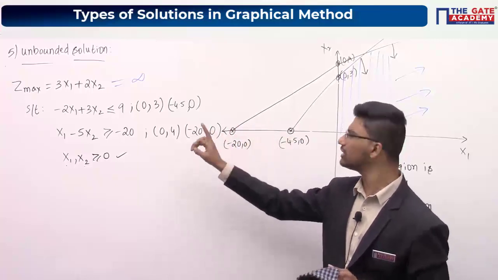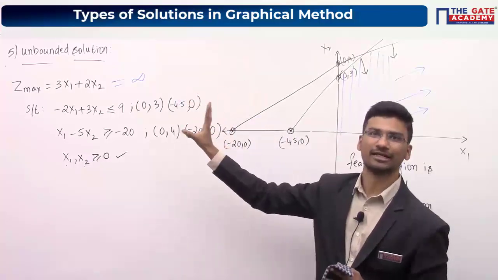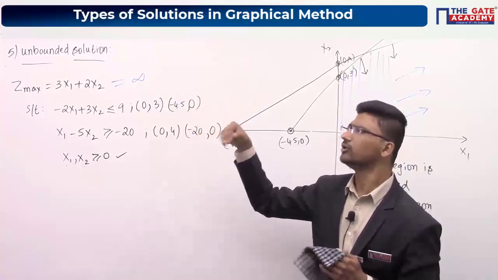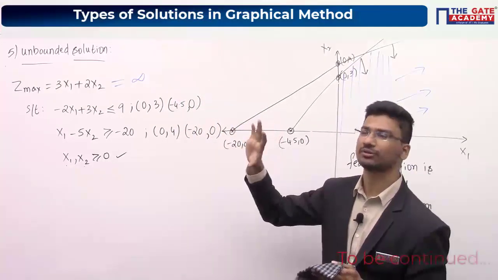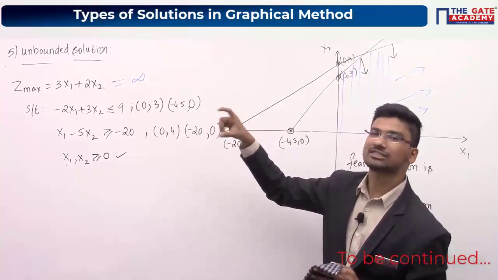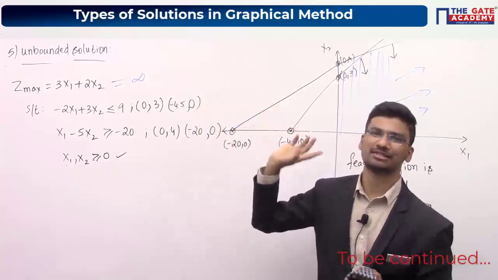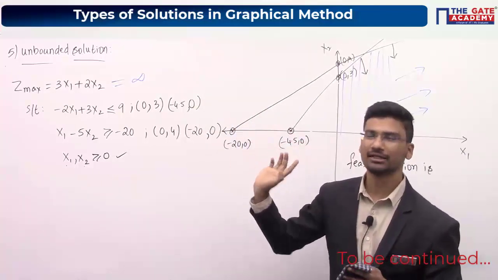For an unbounded solution, definitely your Z max value will be infinity. So whenever you are answering these types of questions, you have to take care whether the question is a maximization problem or a minimization problem. That also you have to take care of, right?